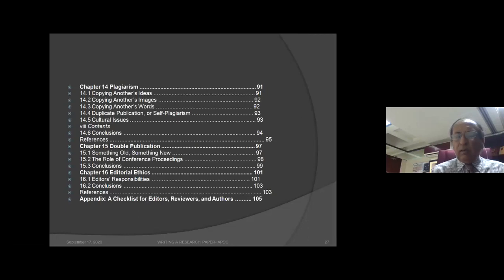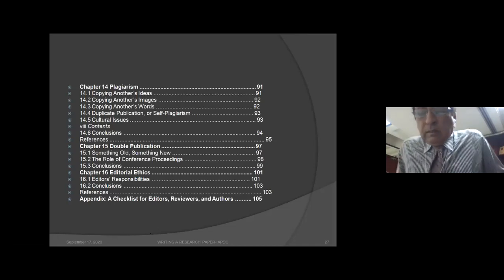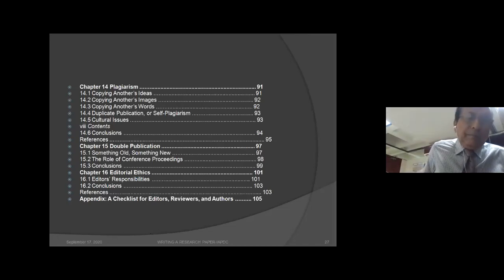Then double publication to two different sources, or editorial ethics, etc. So I think you might have developed some interest. This is very comprehensive, right? The SPIE document. SPIE, the Society of Photo-Optical Instrumentation Engineers of USA.